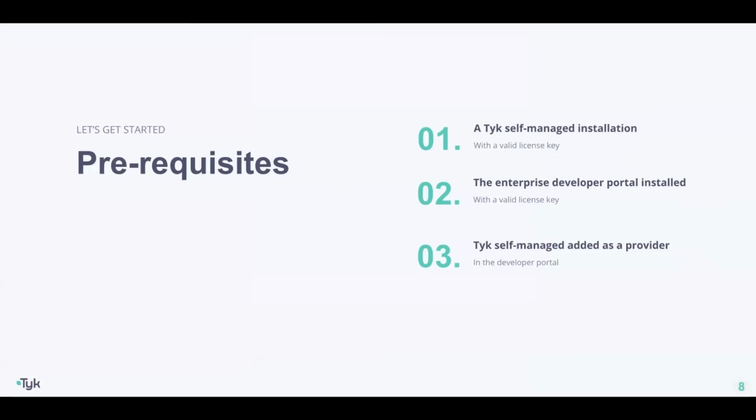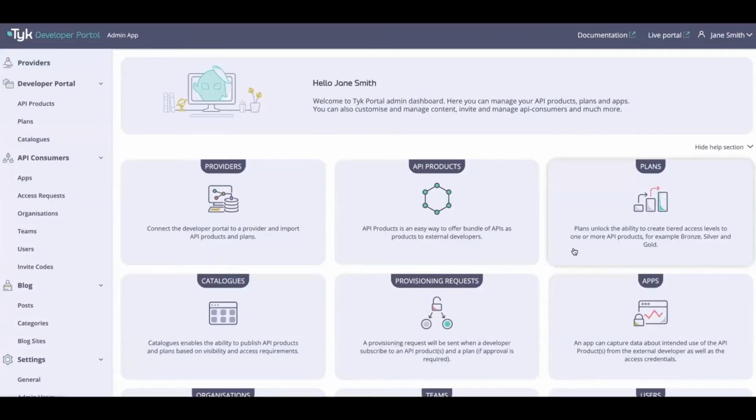Let's head on over to the developer portal. This is the admin application. Now, what are plans? The reason why we have plans is that plans unlock the ability to create tiered access levels to one or more API products, for example, bronze, silver, and gold.